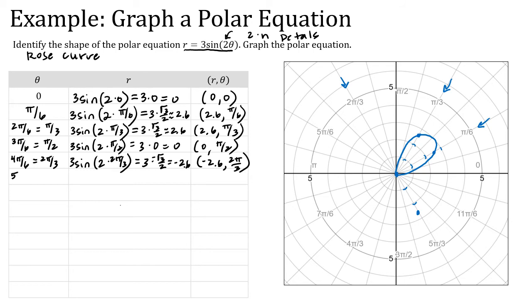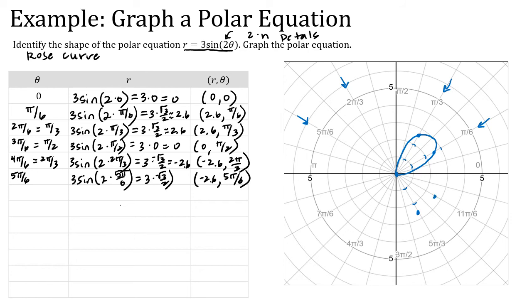So 5 pi over 6, so 3 times the sine of 2 times 5 pi over 6. 2 times 5 pi over 6 is 5 pi over 3. And the sine of 5 pi over 3 is also negative square root of 3 over 2. So I'm going to have negative 2.6 comma 5 pi over 6. So again, 5 pi over 6 is in the second quadrant, but with that negative radius, we have to go across to 11 pi over 6, and that's going to put me about right there.